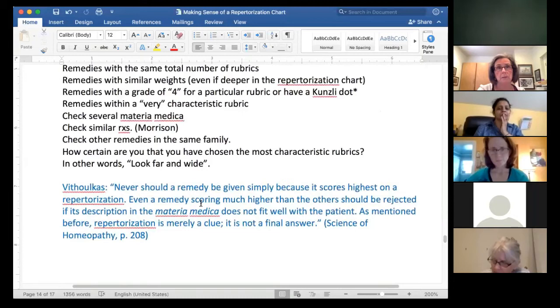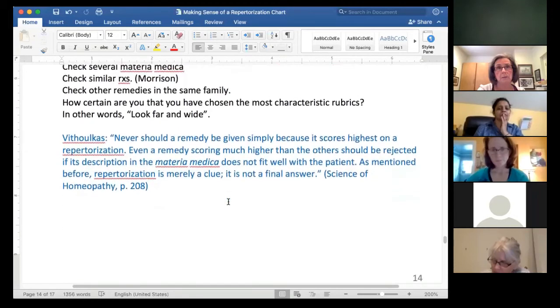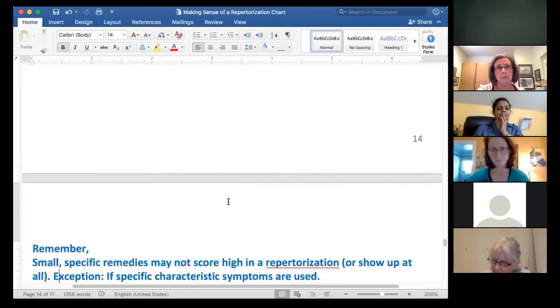And as he says, as mentioned before, repertorization is merely a clue. It's not the final answer. It helps us. It does the math for us. We can move things around, we can delete rubrics, we can add rubrics, and it makes it very easy. But it's a tool. That's all it is. There's nothing magical. It doesn't give us the answer.